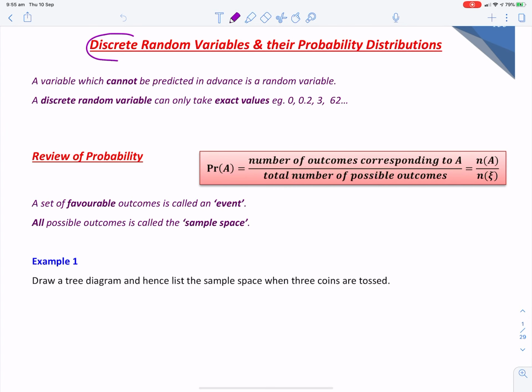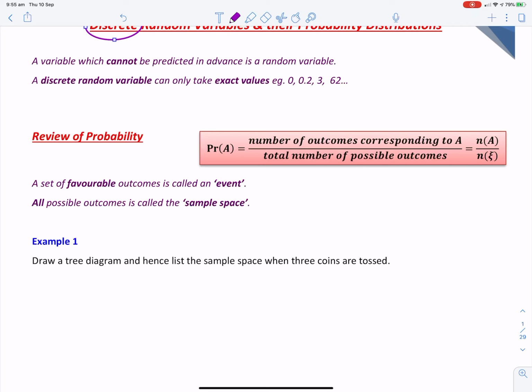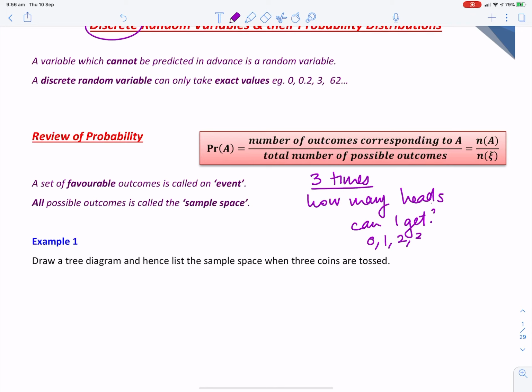When we have something that is discrete, it means that it can only take certain values. By that, I mean, if I flip a coin 3 times, if I said to you, how many heads can I get? We know we could either get 0, we could get 1, we could get 2, and we could get 3. But we can't get any values in between. You can't get half a head. You can't get 3/4 of a head.